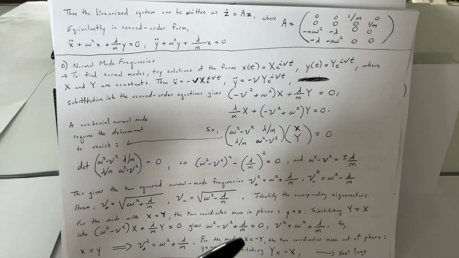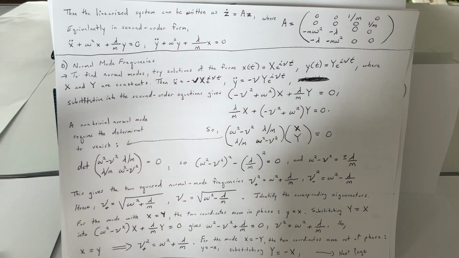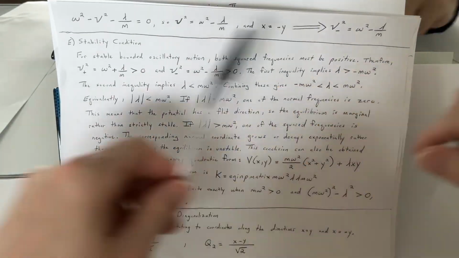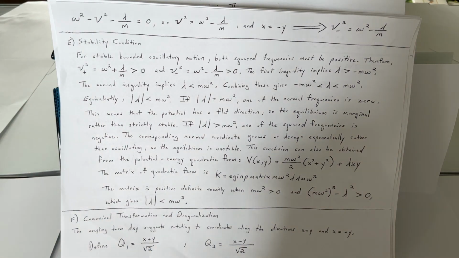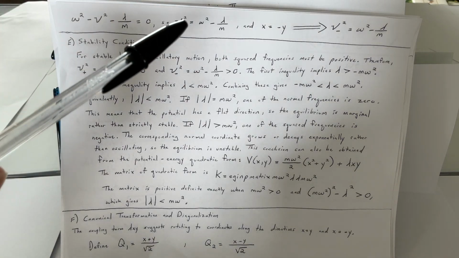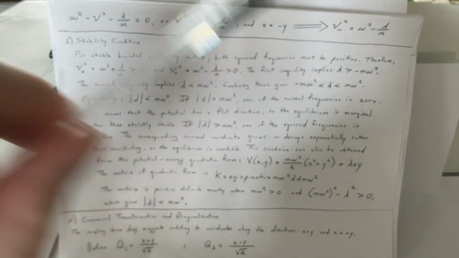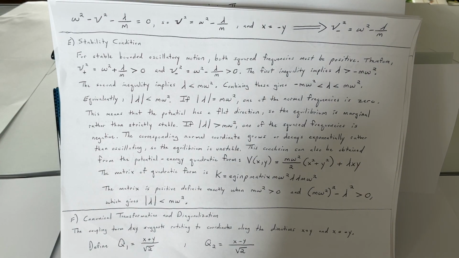And for the mode X equals negative Y, the two coordinates move out of phase. Substituting Y equals negative X, what we now have is omega squared minus nu squared minus lambda over m equals 0. So nu squared equals omega squared minus lambda over m, with X equals negative Y, and we get nu minus squared equals omega squared minus lambda over m.